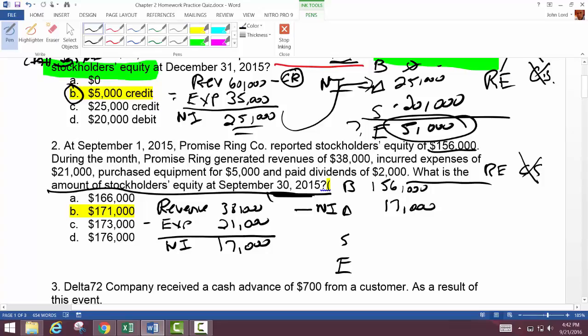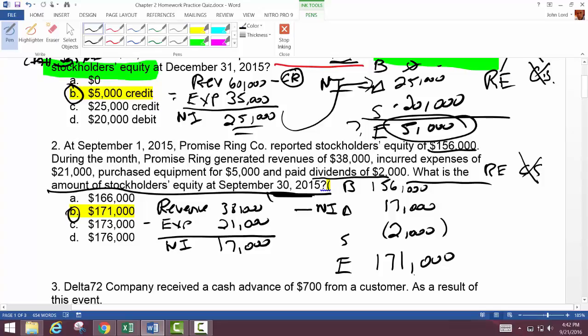The subtract would be dividends. Do they have any dividends? They paid dividends of 2,000, didn't they? So I subtract out the dividend. That gives me an ending balance here of the 171. Is that the ending balance?